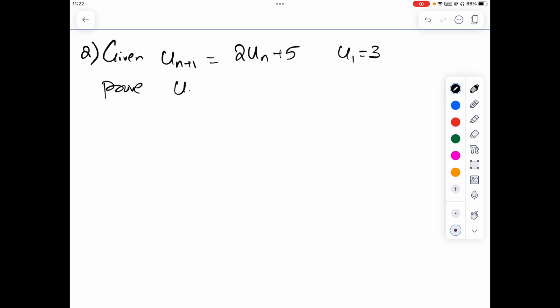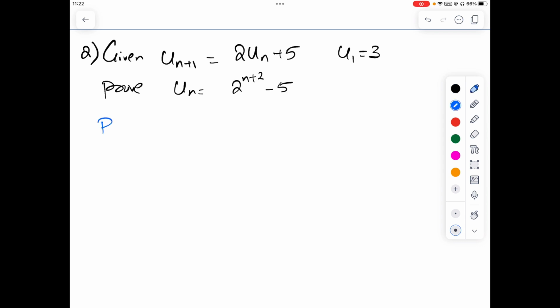Coming to question number 2. So again, it is given that u_(n+1) equals 2u_n plus 5 and u_1 equals 3. And what I have to prove by induction? u_n equals 2 power n plus 2 minus 5.